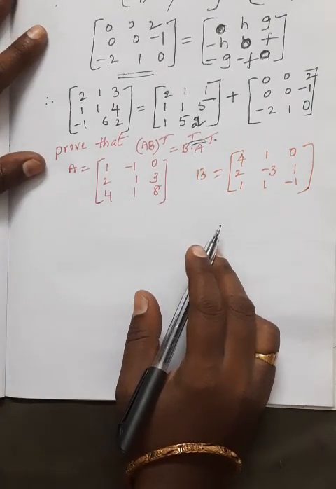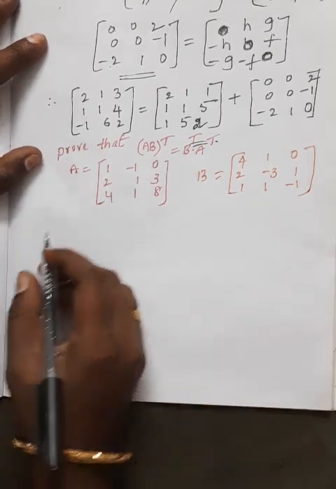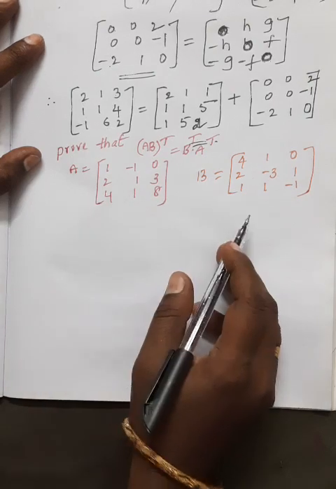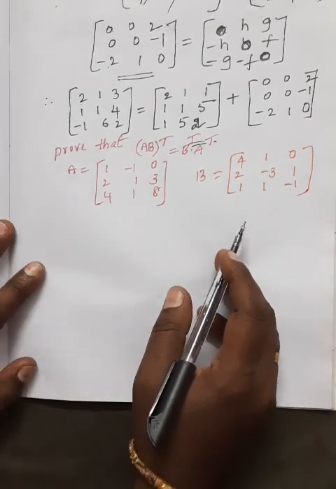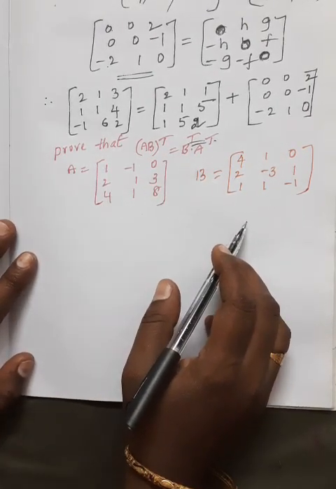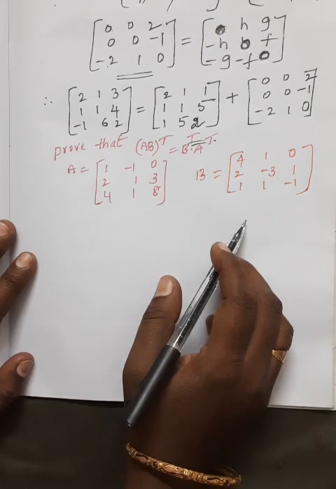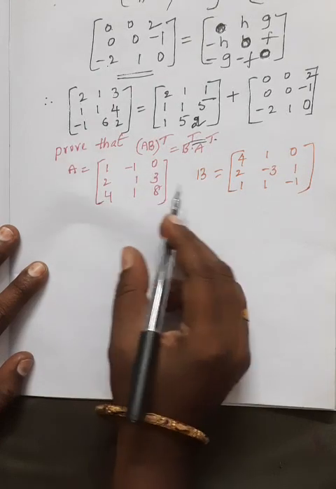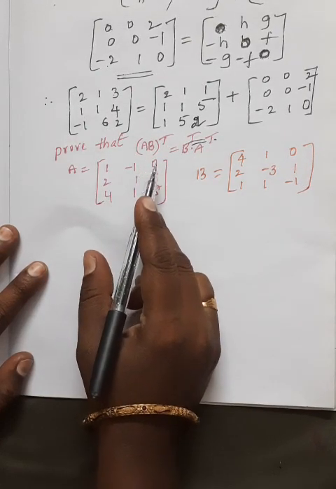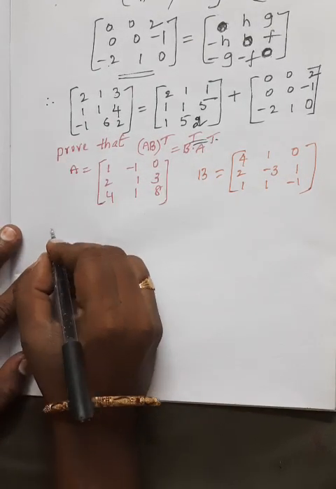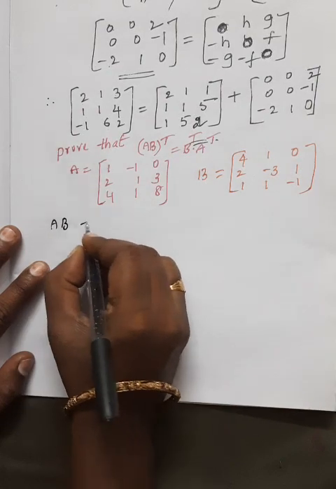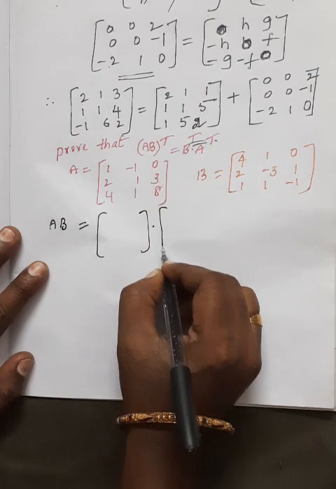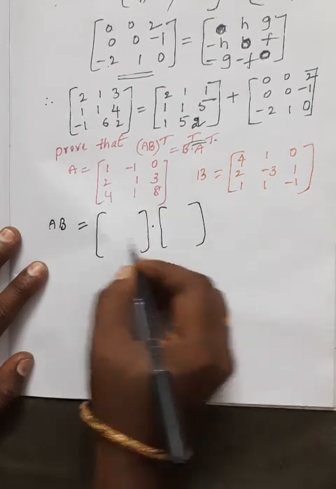Now we are proving the properties of transposes. So in this we are having A matrix and B matrix. First of all we have to do LHS, then we have to do RHS, then we have to verify whether LHS is equal to RHS or not. So for LHS, we have to do A into B matrix multiplication. So first A into B: write A and B matrices and put one dot between these two matrices.